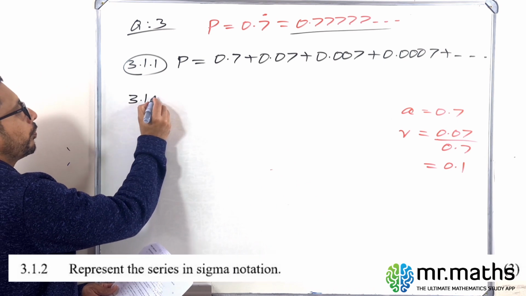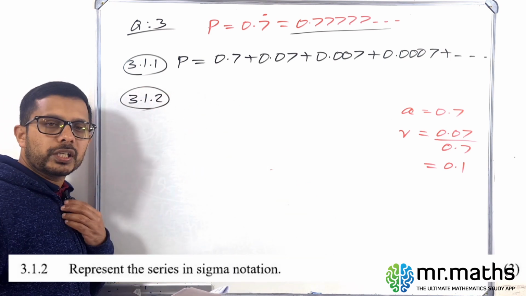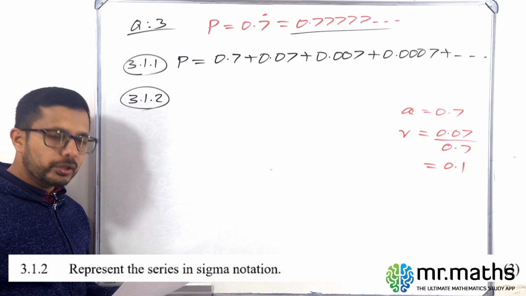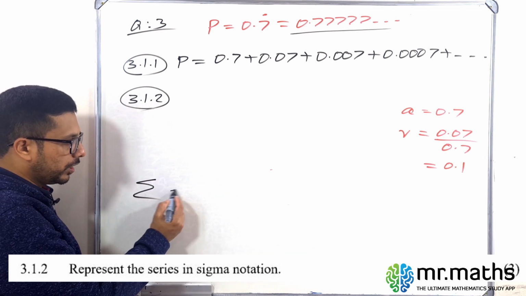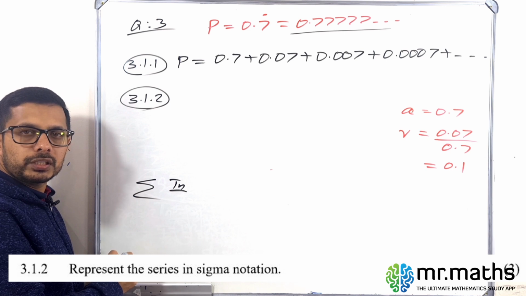Question number 3.1.2. What is the question? Represent the series in sigma notation. So now this question is to write the answer in sigma notation. To write the answer in sigma notation, here it is supposed to be Tn. Am I right? Here we are supposed to write a Tn.